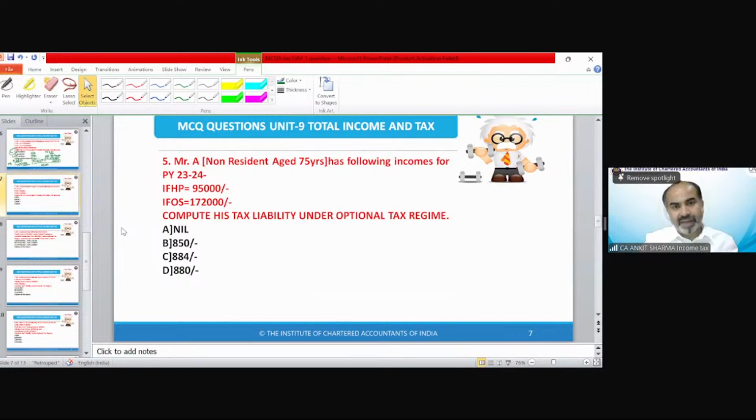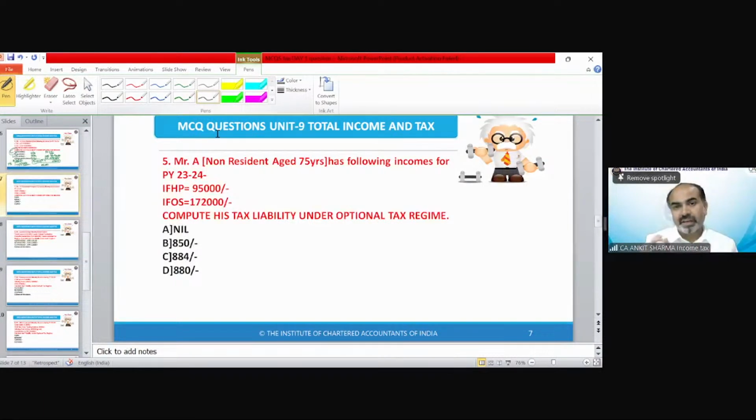Question number 5, we are moving on. You have to solve this question yourself. I am not going to give any hint in respect of this question. Very simple question. Mr. A, a non-resident, age 75 years, has the following incomes for previous year 23-24. House property is 95,000. Other sources 1,72,000. So you need to calculate his tax liability under optional tax regime. Take your time. Don't give me a wrong answer.